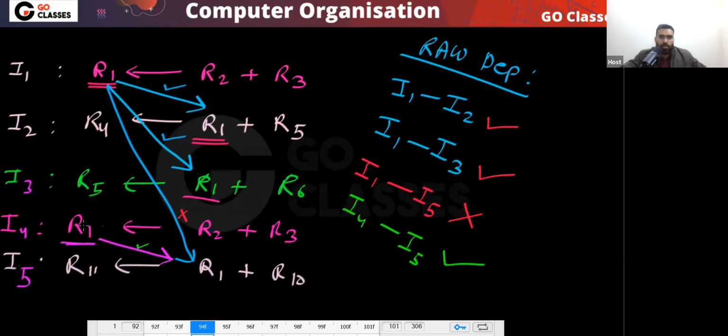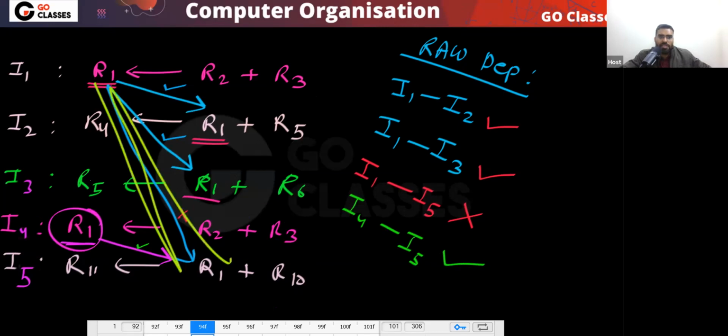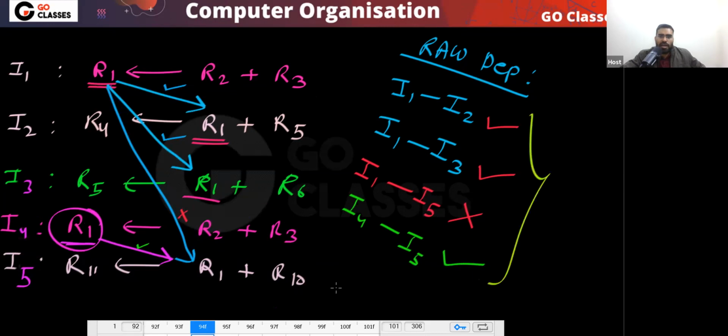But this is not, because in between, I4 is writing into R1. So you can notice this dependency is not there, but yes, you have this dependency. So finally, we have a total of 3 RAW dependencies. Is this clear to everyone? Please tell me.